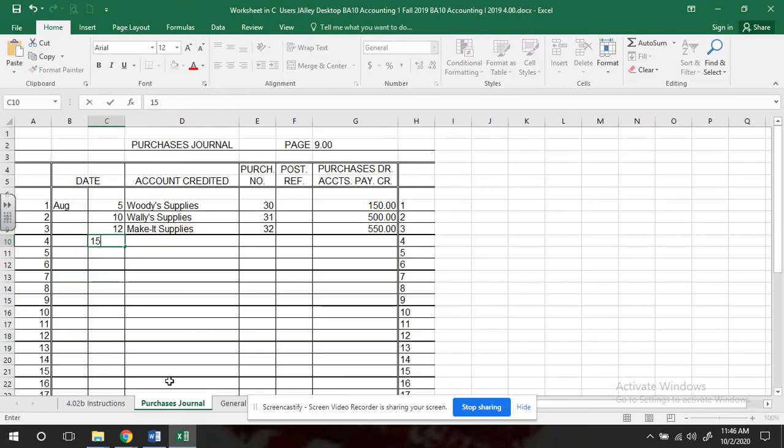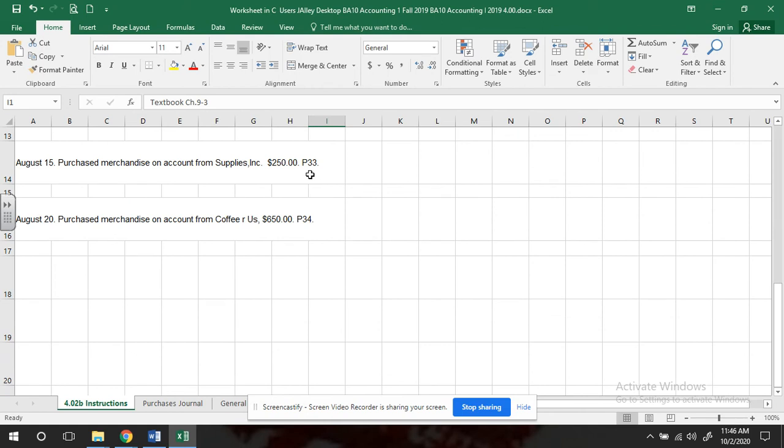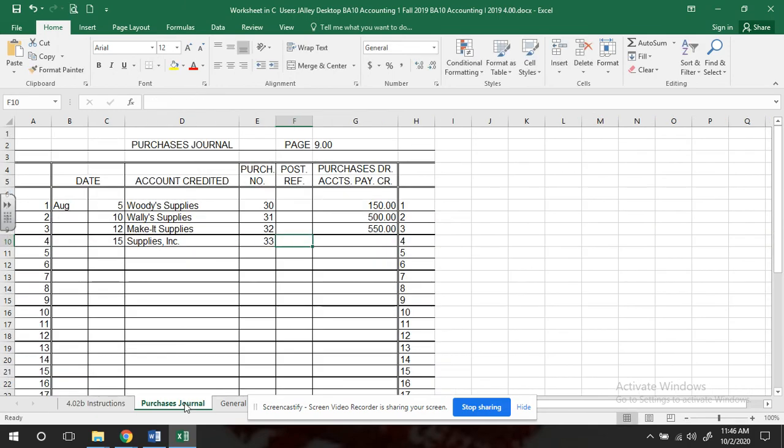So the 15th, and this is Supplies Inc. And this is purchase invoice 33, and it's $250. 33, and it's 250. Oh, put it in the wrong place. $250. Okay, so that takes care of the 15th.